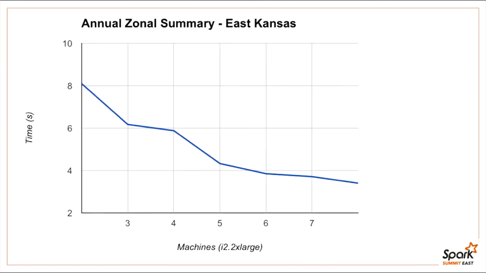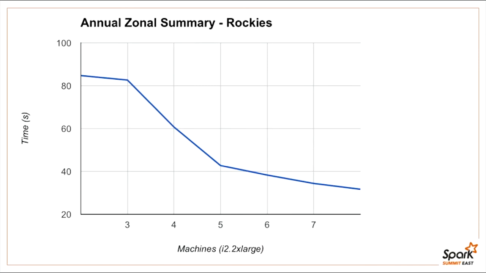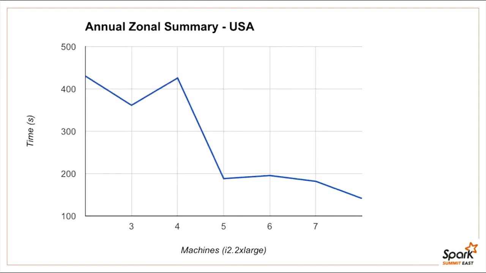So let's look at a larger area. Let's look at East Kansas. Yeah, okay, that scales. We can calculate the separation for East Kansas in about 3.5 seconds with 8 nodes. That's pretty good. Let's go up the Rockies, just drawing a bounding box around the Rockies. Yeah, we can do it in what looks like 38 seconds with 8 nodes on AWS. And finally, USA. And also scales except for that weird bump.